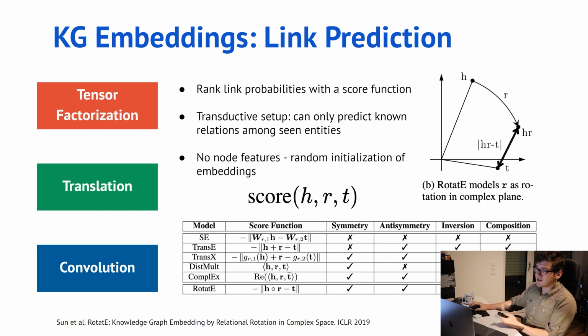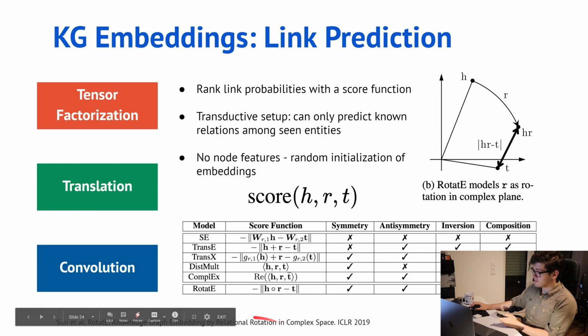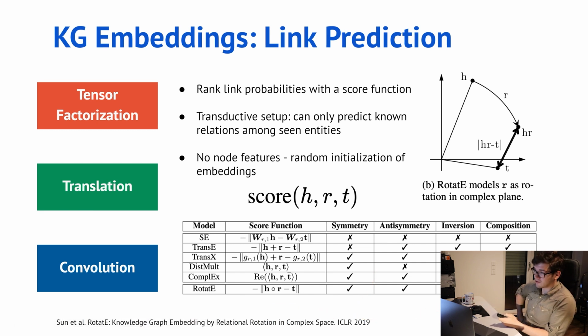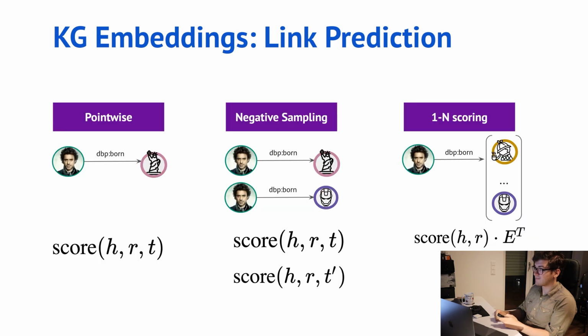And another distinctive thing is that we do not have node features, so most of the approach is based on random initialization. Well, this is a small example of how one of the recent models, RotatE, works. So it's a rotation in the complex plane. And you can dig further into particular families or implementations of the models, and what semantics they can retain.